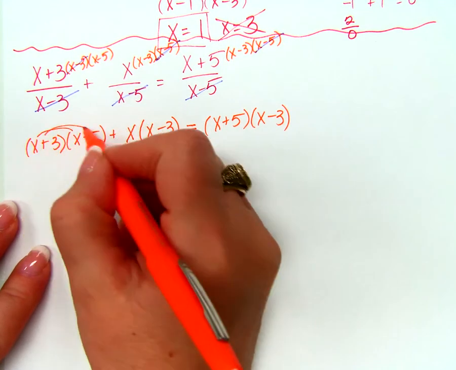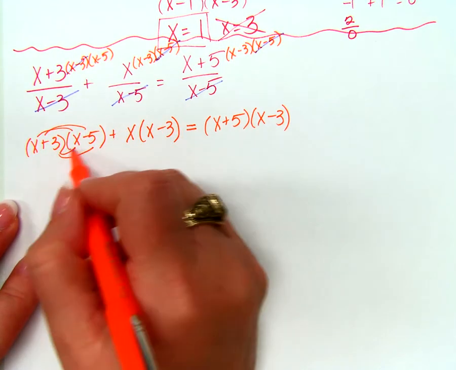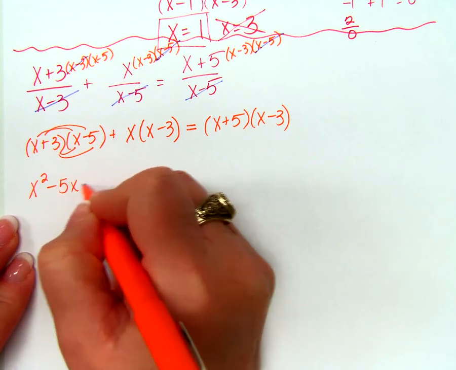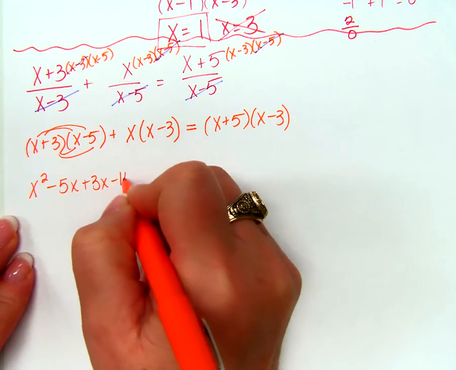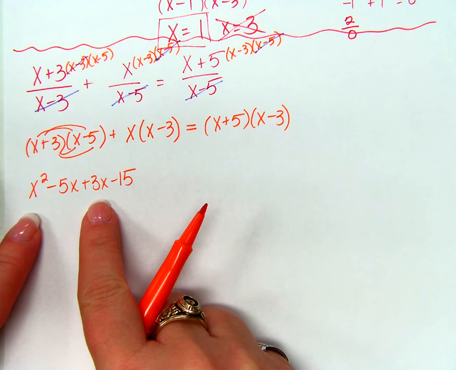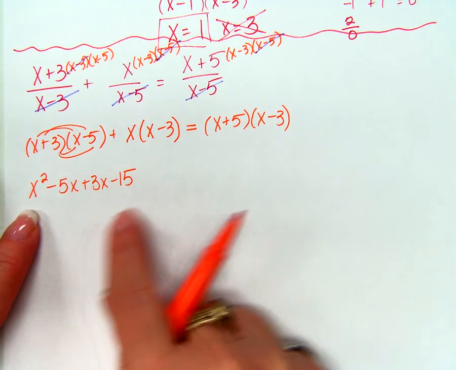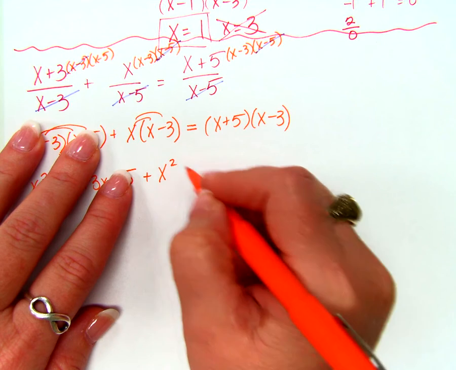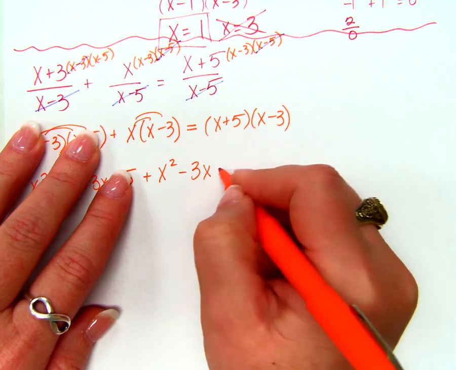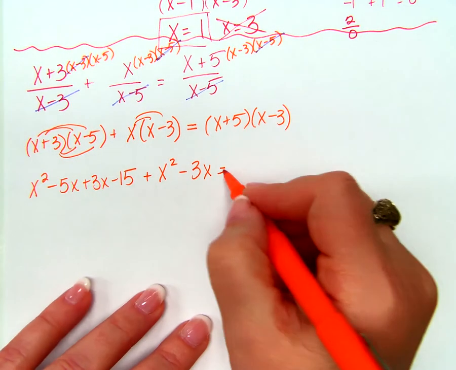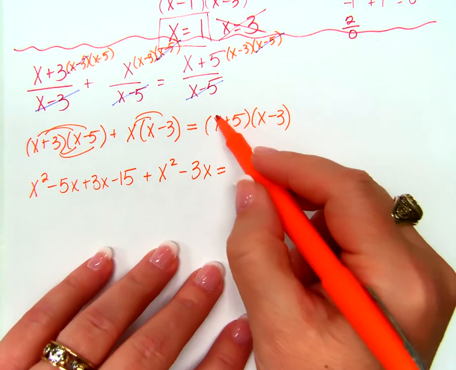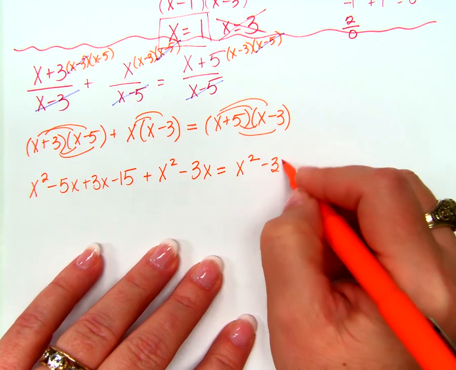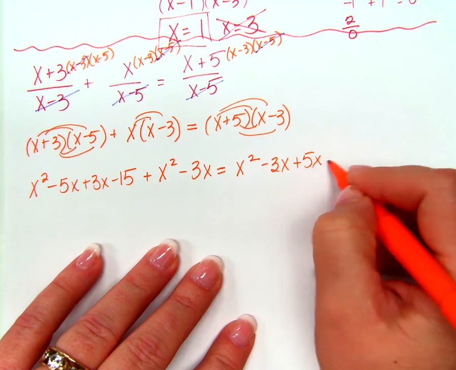So I'm going to go ahead and distribute this to solve just this first part. I'm going to have x squared minus 5x plus 3x minus 15. Are you in agreement with me that that's what we get on this first part? Okay, now I'm going to do the second part. Very good. Very good. Okay. And then the last part. X squared minus 3x plus 5x minus 15.